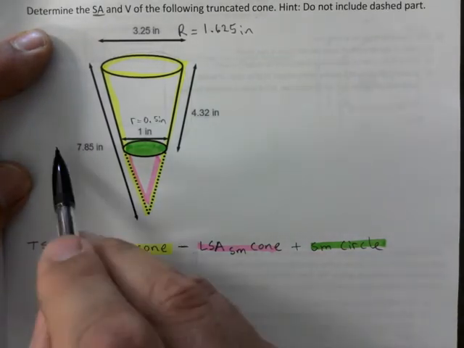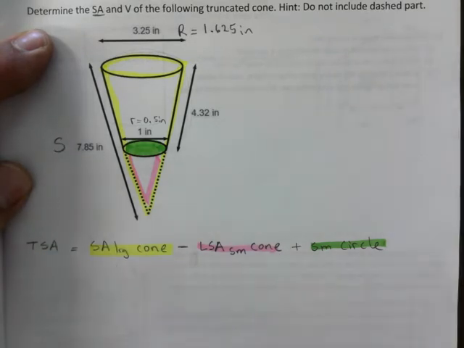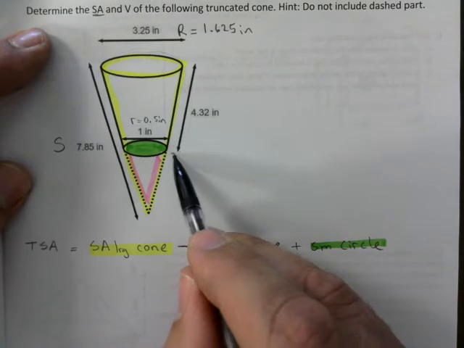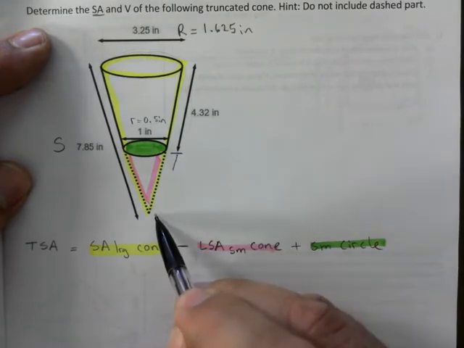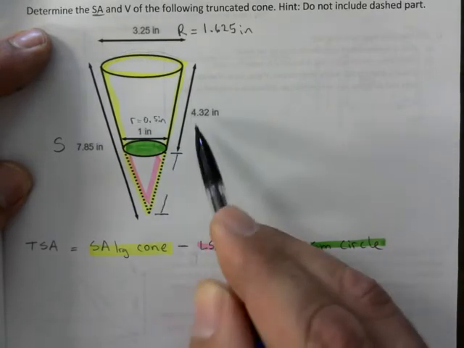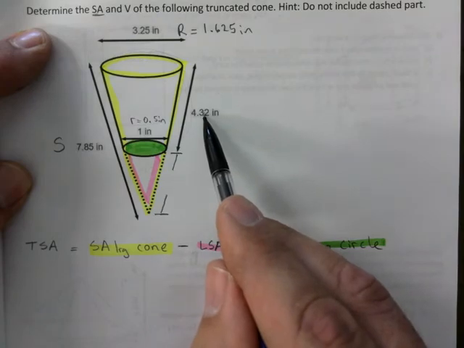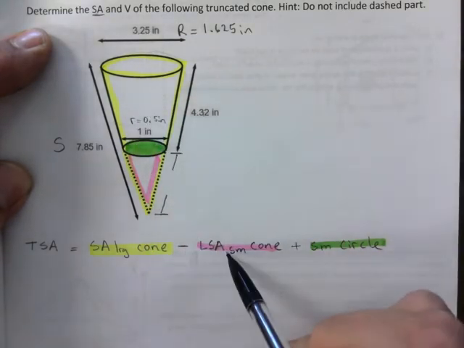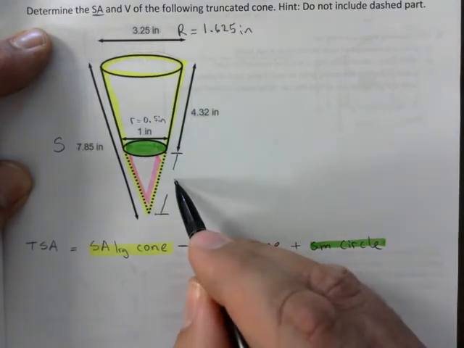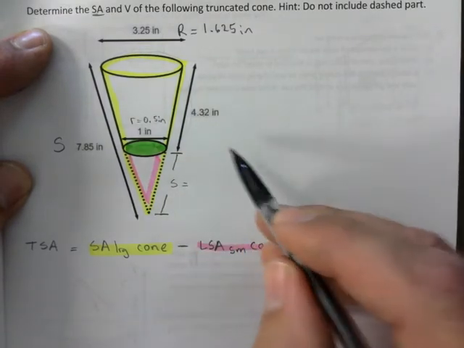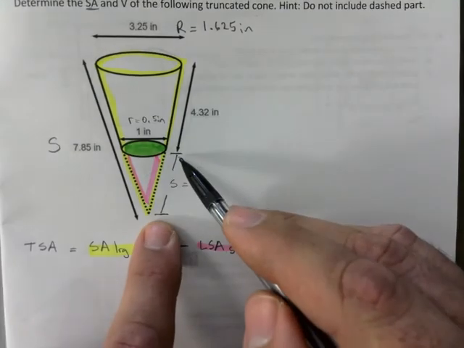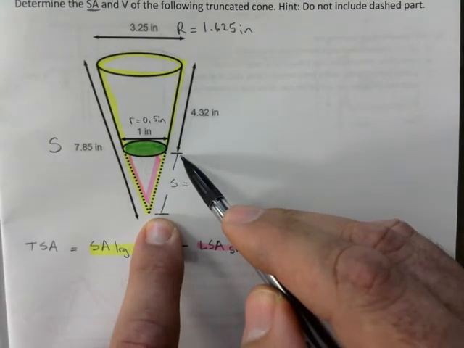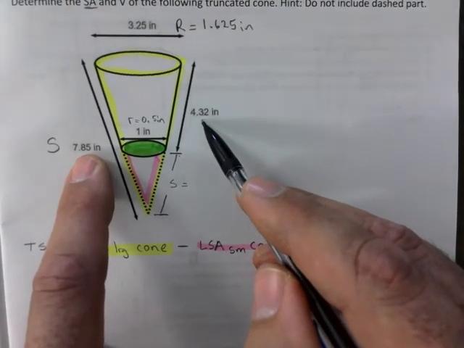I'm going to call this capital S. That's the big slant. And there's a small slant here. Some students will be like, this is my small slant. Obviously no. This is not the cone. We're talking about this cone right here. So lowercase s. And so what are we going to do to find lowercase s? Yeah, subtract these two here.